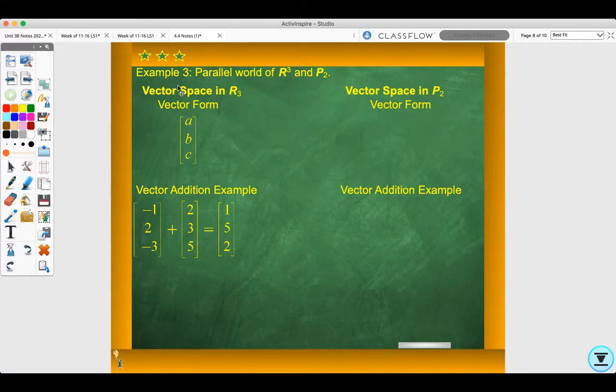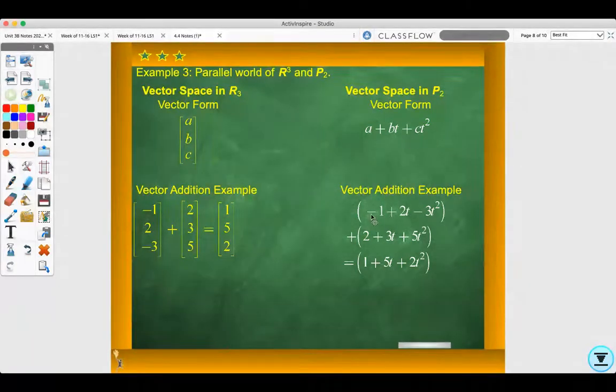So in example 3, parallel world of R3 to P2. The vector space R3, this is our vector form, a, b, c. The vector space P2, this is our vector form, a plus bt plus ct squared. Vector addition example: I have negative 1, 2, 3 plus 2, 3, 5, and we know that equals 1, 5, 2. Vector addition would be negative 1 plus 2t minus 3t squared plus 2 plus 3t minus 5t squared, which would give me 1 plus 5t plus 2t squared.